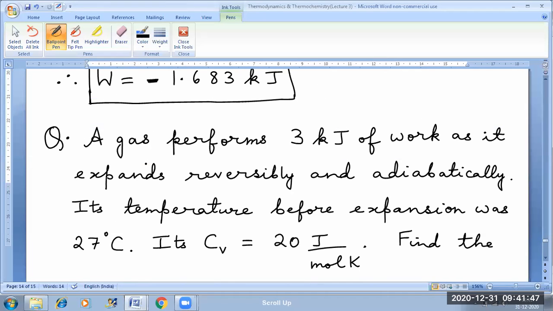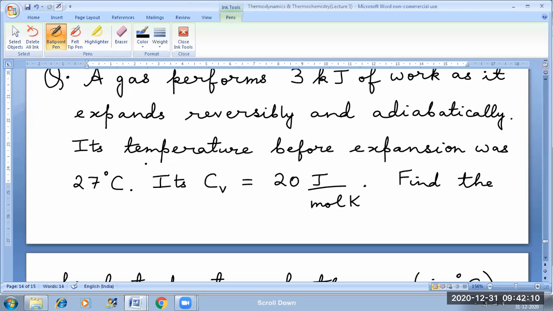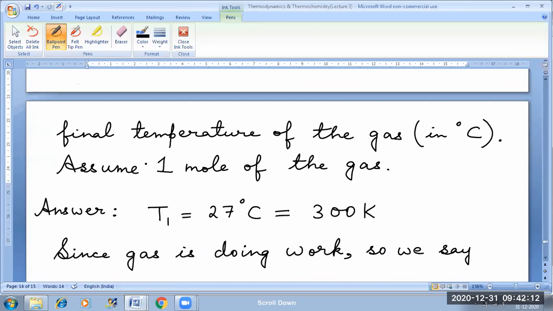Work is done by the system because it is written that it's expansion. So the value of W will be negative in expansion as per convention. For expansion, work is negative. For compression, work is positive. 3 kilojoules of work. That means W is equal to minus 3 kilojoules. Here, if work is done by the system, it won't be in the modulus.